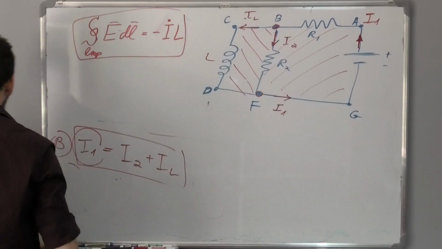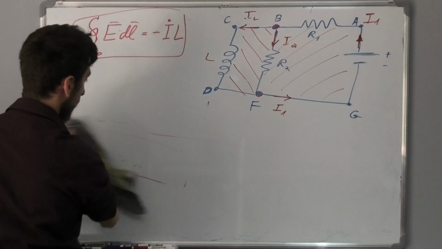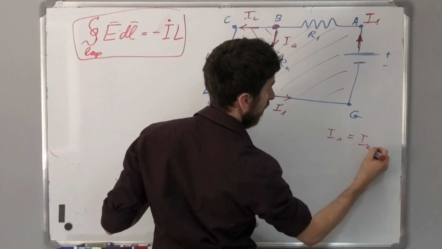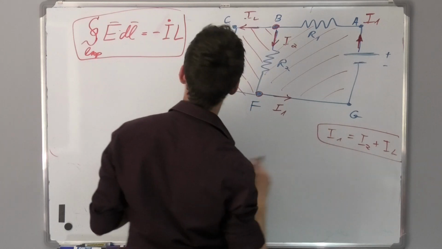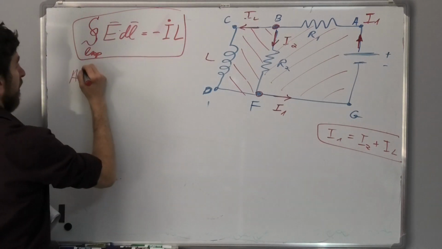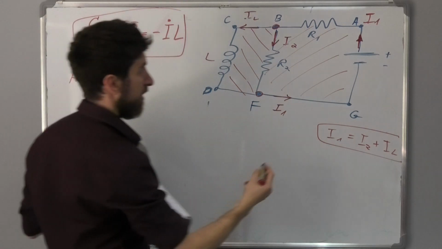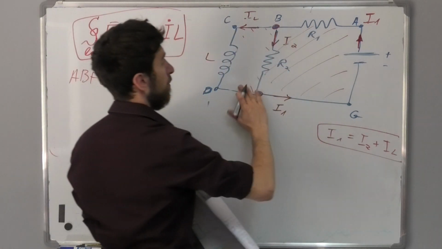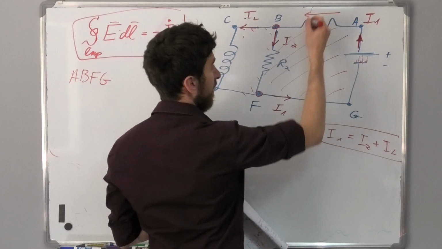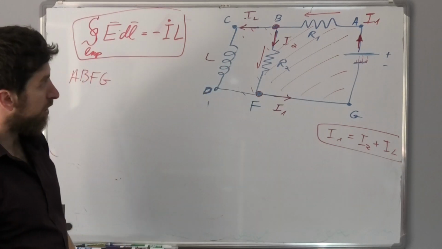So let's see the solution for each one of them. Let's clean this one. I want you just to remember that I1 equals I2 plus IL, okay? We need two more equations. So if we're looking at the A, B, F, G loop, okay? Let's see what the electric field is. The electric field here is over there, the electric field is over here, it's going with the current, in this direction.